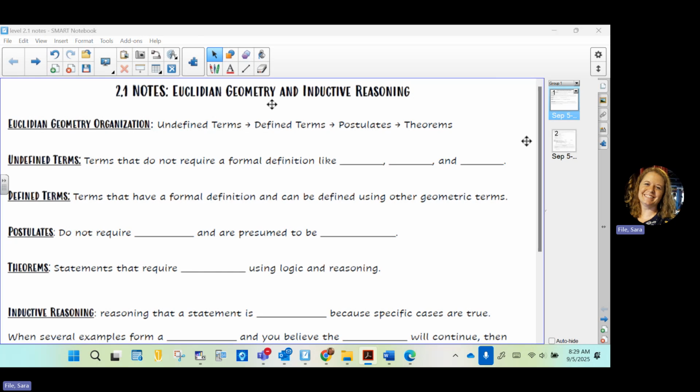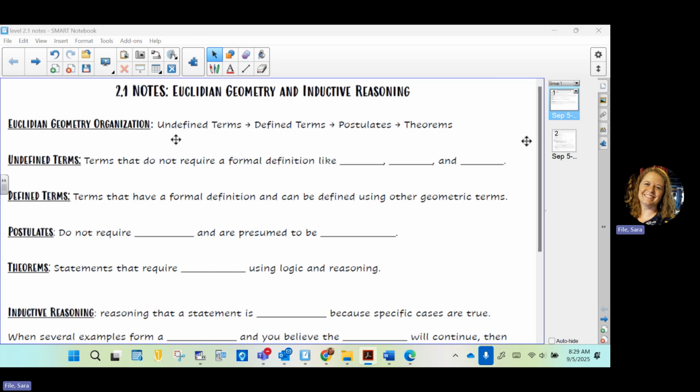In Euclidean geometry, points, lines, and planes were your 3 undefined terms. Do y'all remember talking about that? They had no size, no shape. They were really just describing them, not defining them, because they are undefined terms.